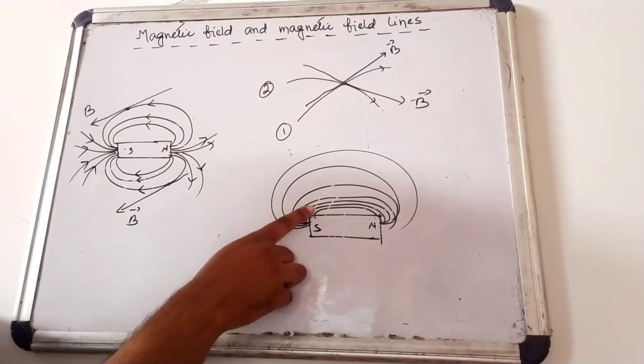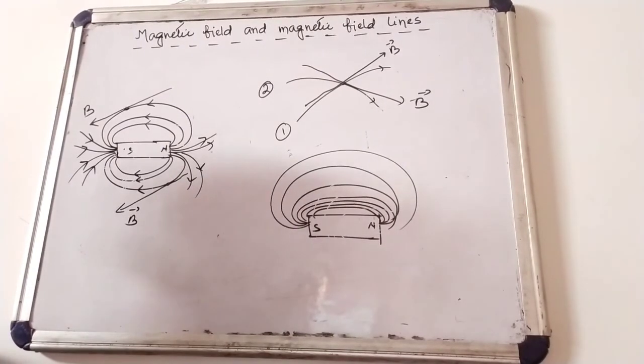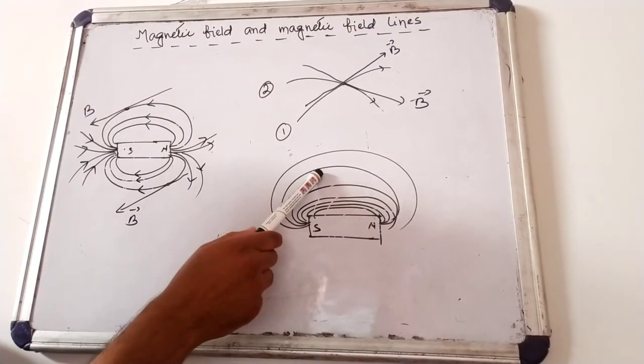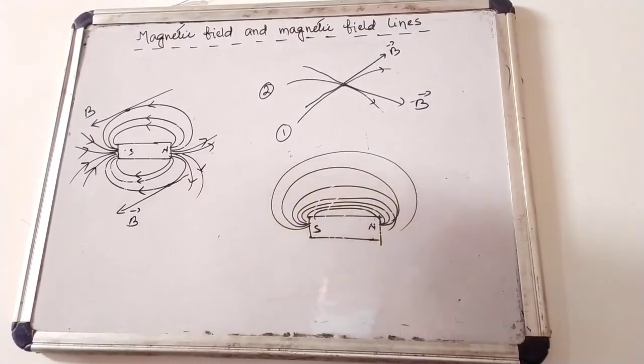Here the magnetic field will be strong, magnetic strength will be more because it is near the magnet. So in a region of strong magnetic field, lines are closer together, and in a region of weak magnetic field, lines are moving apart. Okay, this is the third property.